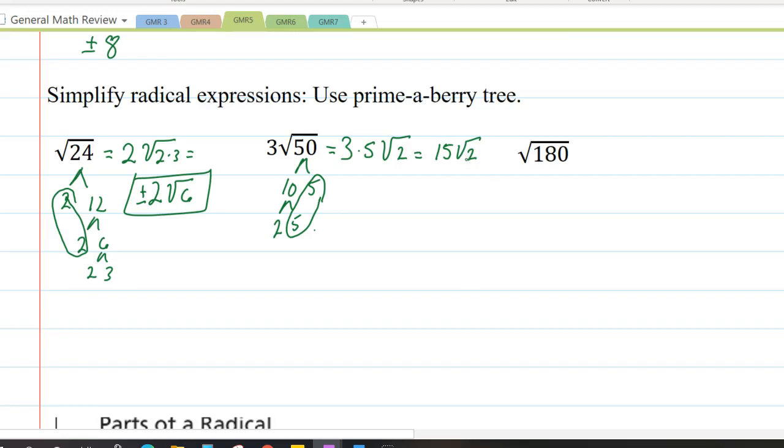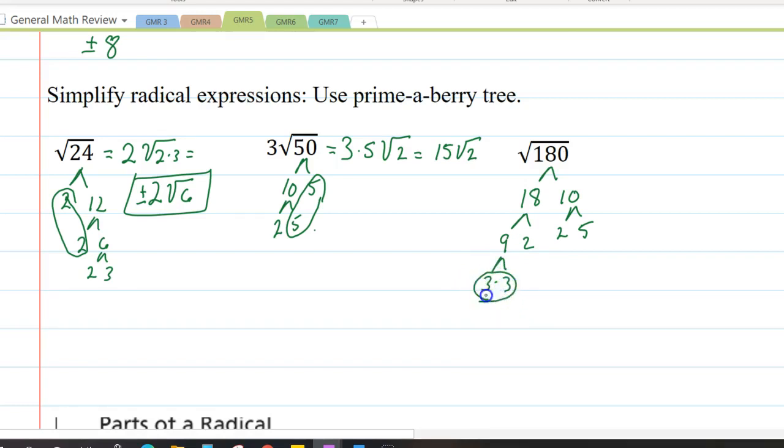Next, 180. That's a big number, but I know that because there's a 0 there, I can take out a 10. That's going to break into 18 and 10. Well, 10 breaks into 2 and 5. 18 breaks up into 9 times 2. 9 can break into 3 times 3.